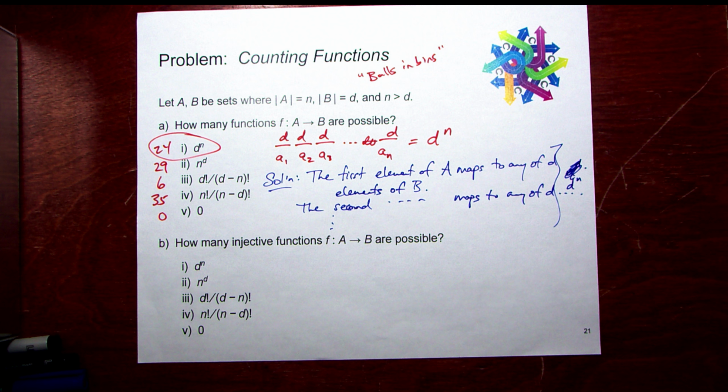Should be D plus 1 in this case. No, it can't map to nothing. So every element of A has to map onto something. I know that doesn't happen in calculus all the time because there can be holes in the real number line in the function, but here there are no holes. Everything's got to map onto something. Every ball's got to go into a thing.